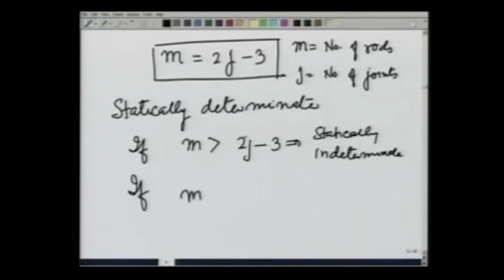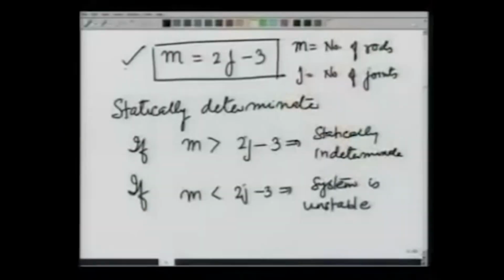On the other hand, if m is less than 2j minus 3, then the system is unstable. I have not provided enough members or rods to provide enough forces to keep the system in equilibrium, and therefore, the system may collapse. So, to make it statically determinate, I need just the right number: m members in a truss with m being equal to 2j minus 3, where j is the number of joints. Let us understand how this condition comes about.